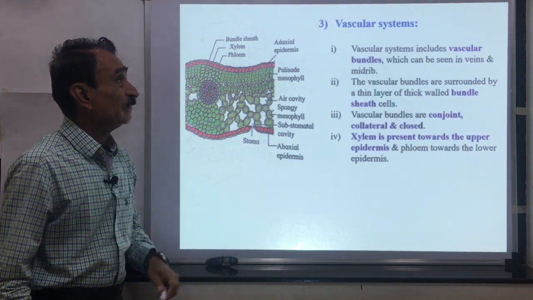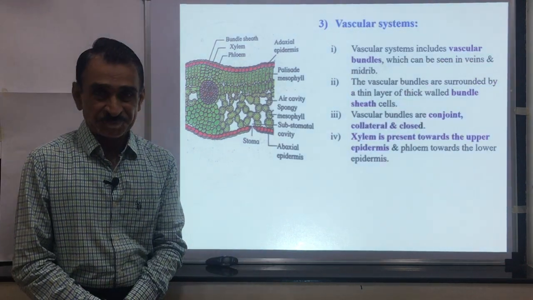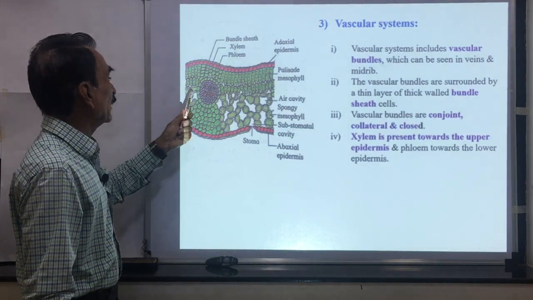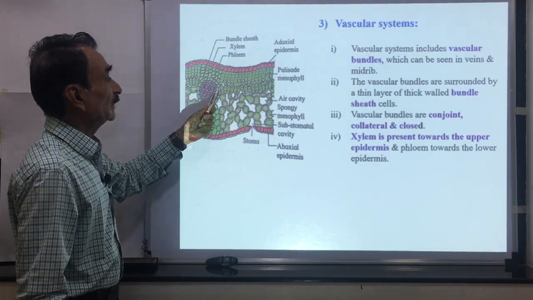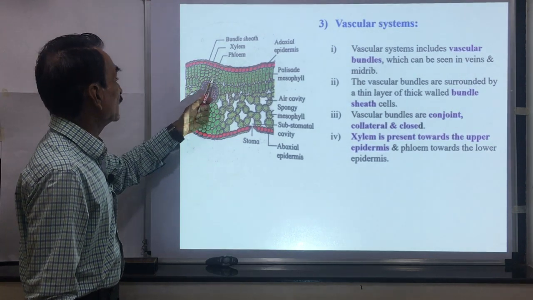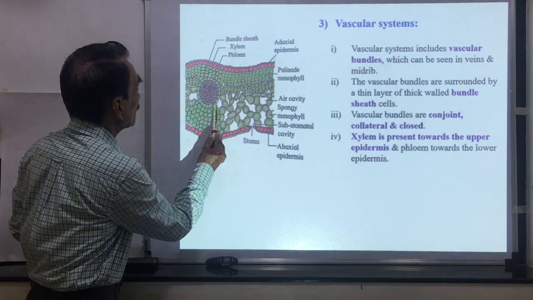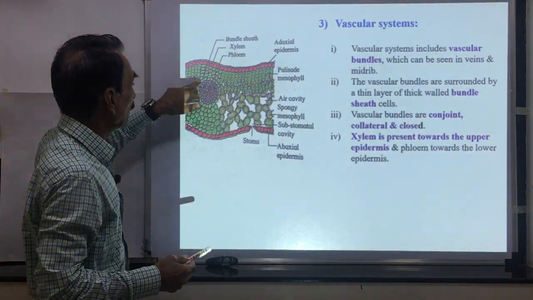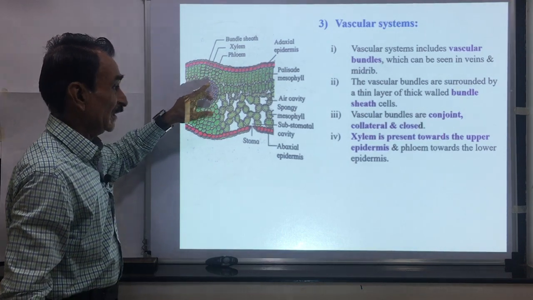The third part is the vascular system, that is the vascular bundles. Here you can see that the vascular system includes this vascular bundle. These vascular bundles are surrounded by a bundle sheath. You can see here, this is a bundle sheath. The vascular bundle is covered by means of a bundle sheath.